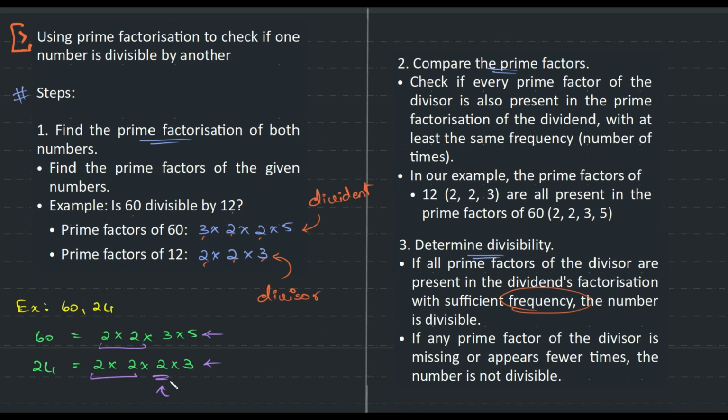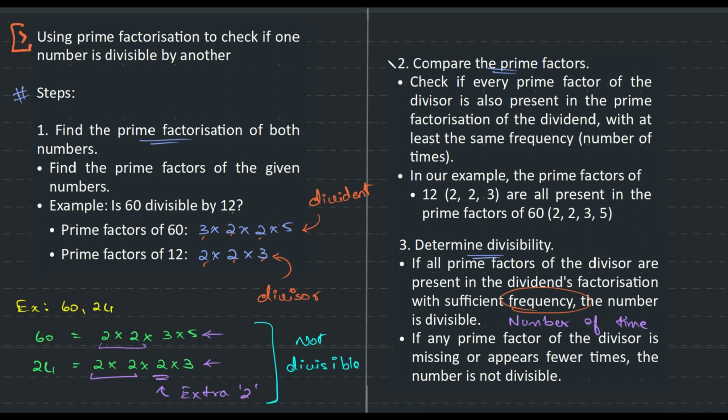So the frequency is more over here. Frequency means the number of times a particular number has appeared. In 24 it is more than that in 60. And so this is an extra 2. And so we can conclude that it is not divisible. Divisible, not divisible. Divisible, right? Yeah, not divisible. So that's what the third point means.